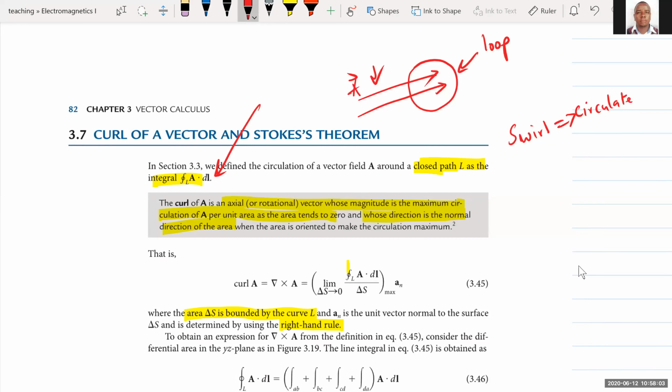And therefore, when you talk about a vector, probably a vector that is directed like that, and you're asking yourself, is it rotating itself? Or rather, is this vector that you're describing here as A rotating around a cross-section? Then if it doesn't, then we normally say that the curl of that A is equal to zero.